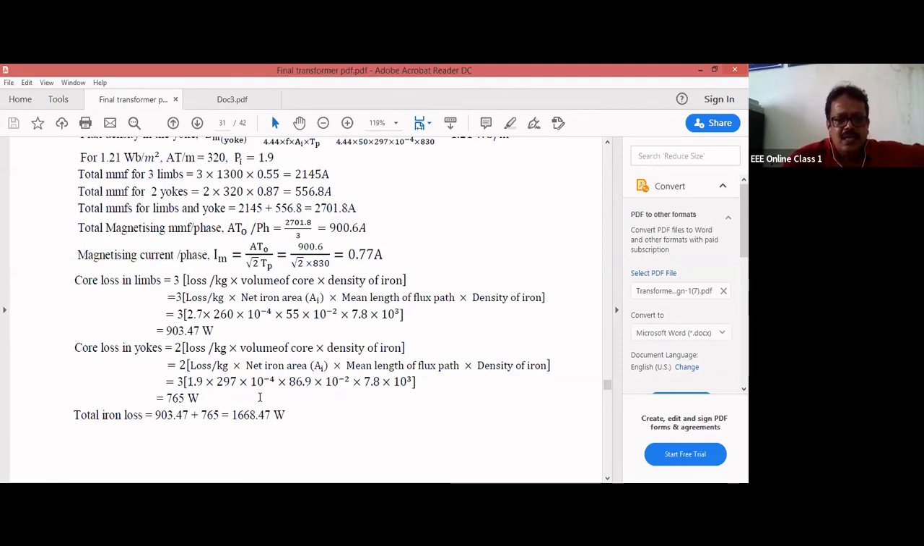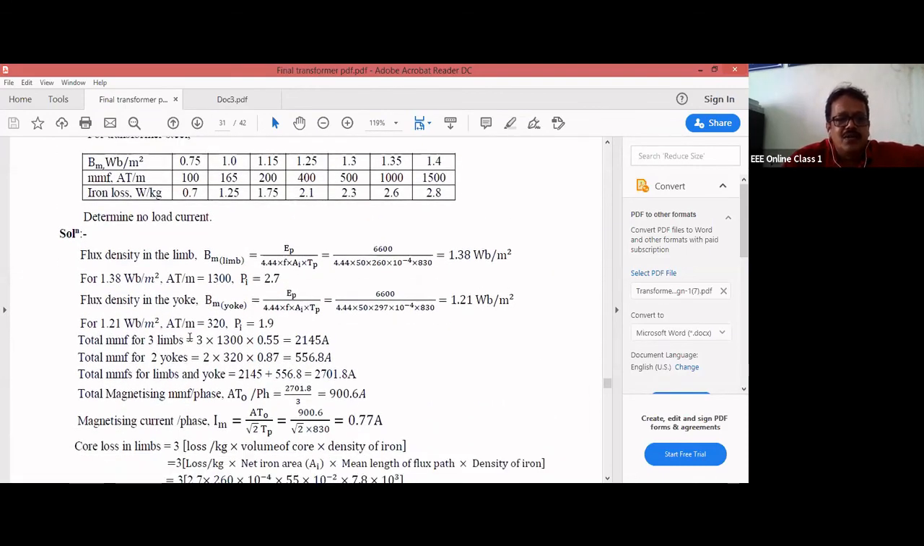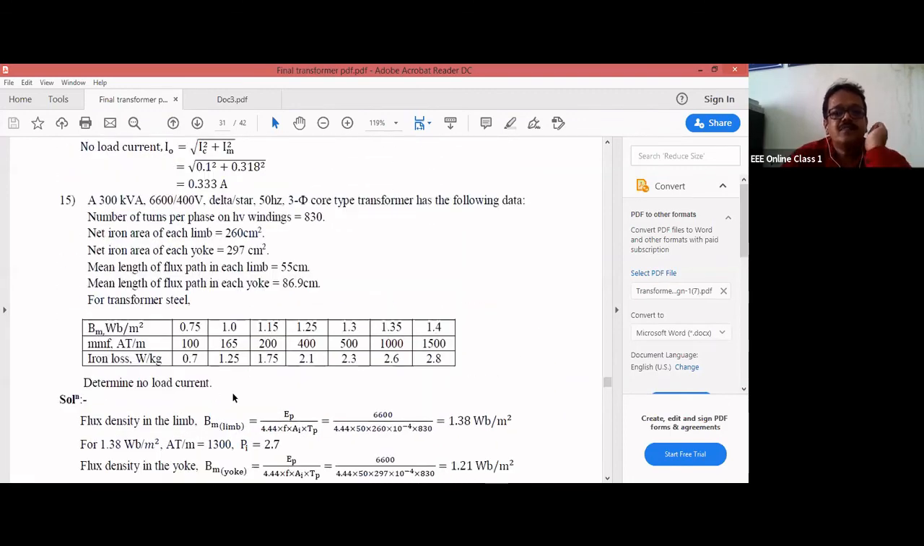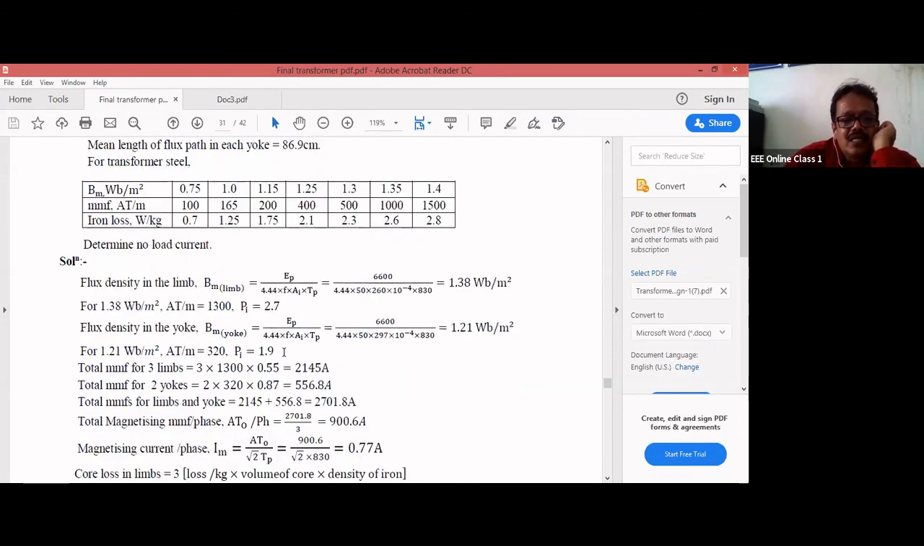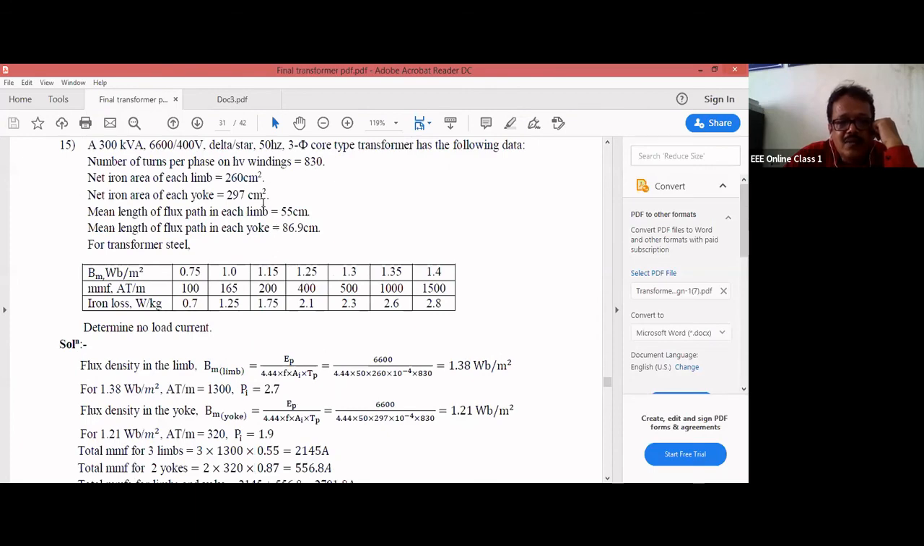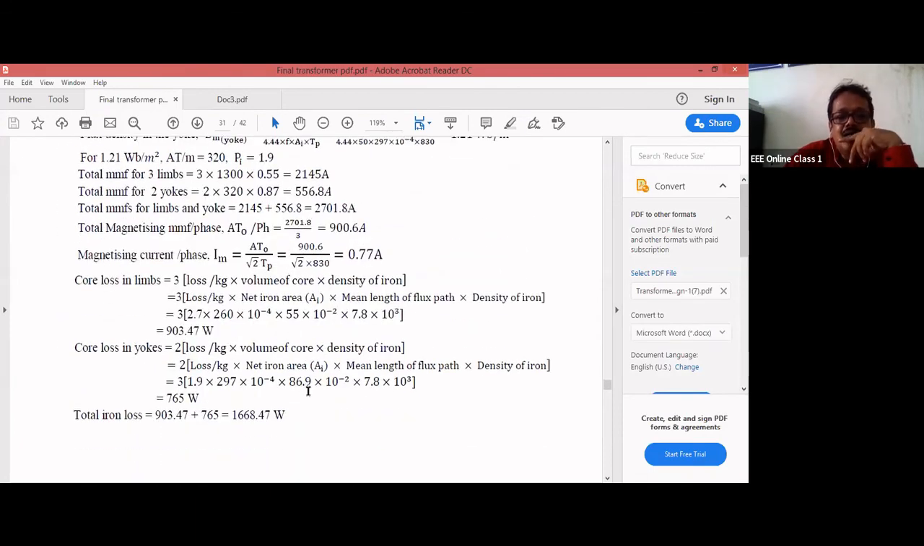Like the core loss in yokes, in the 3 phase you have 2 yokes, so 2 into the same formula. Loss per kg for yoke here is 1.9. For limbs you got 2.7. Here 1.9. Net iron area 297, take it from here. The mean length of flux path is 86.9, which you can round up to 87, into 10 power minus 2, and 7.8 into 10 power 3. So what we got here is 765 watts.